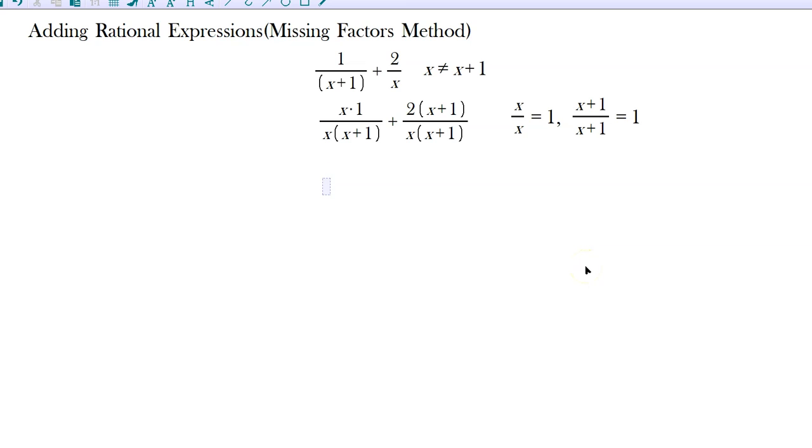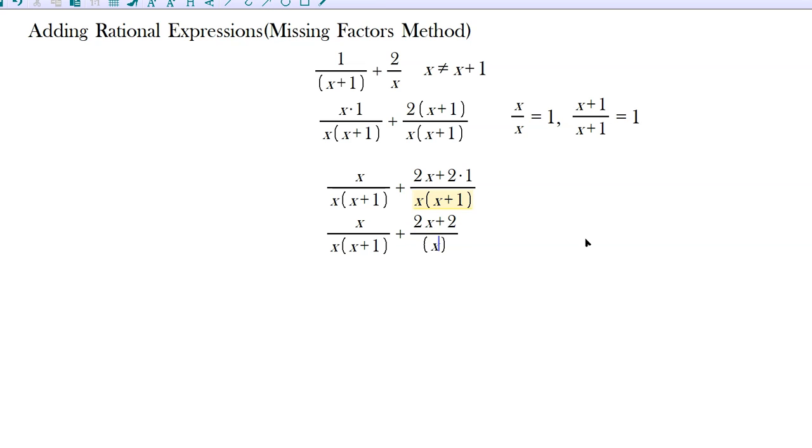You can just say it's going to be x times 1, which is x. This is going to be x times x plus 1 for now, plus. Now, in this numerator, you have the 2 on the outside and x plus 1 within the parentheses. You can distribute that. You're going to have 2x, plus 2 times 1 this way at first, over x times x plus 1. And then you can continue to work, so it's going to be x over x times x plus 1 plus 2x plus 2 over x times x plus 1.